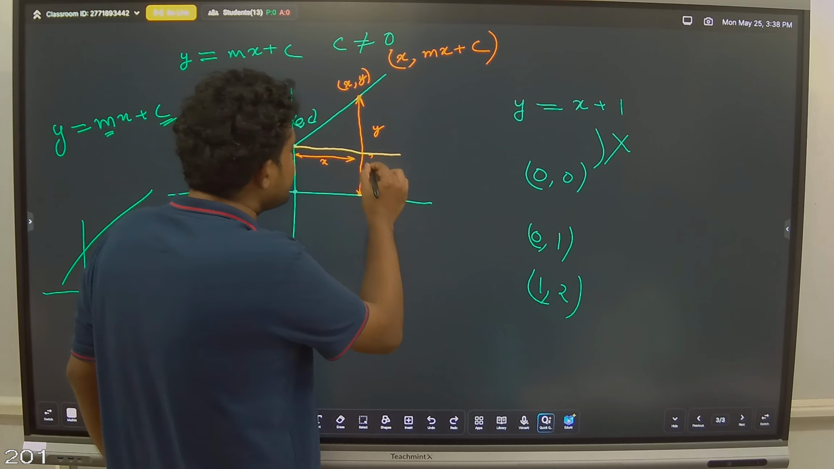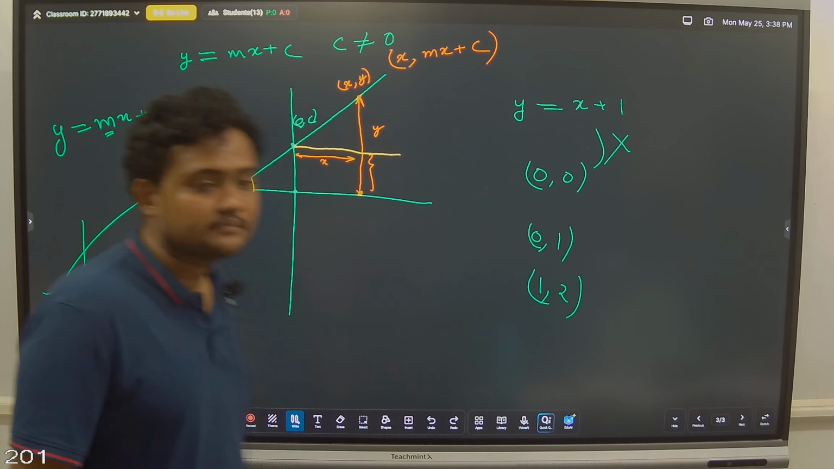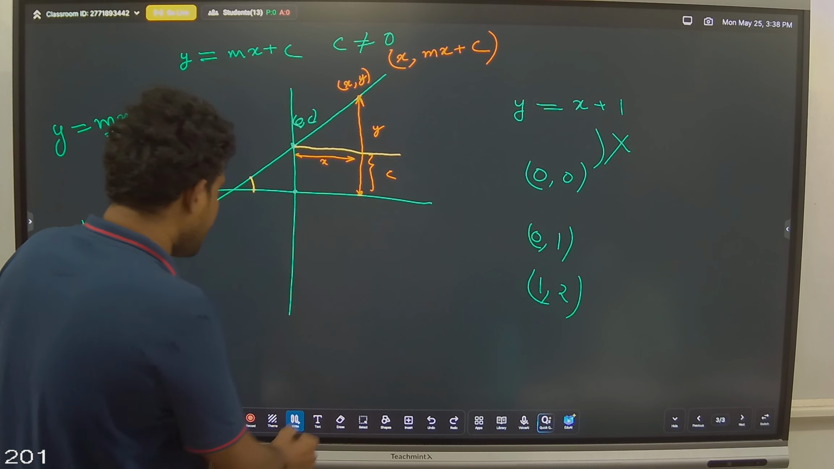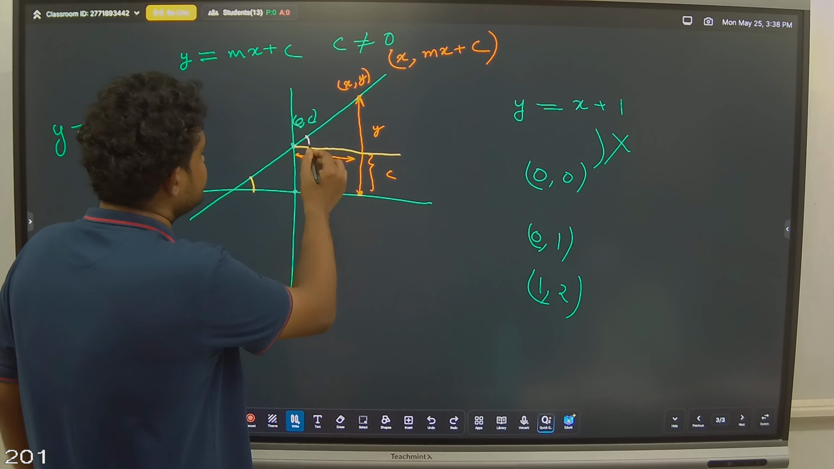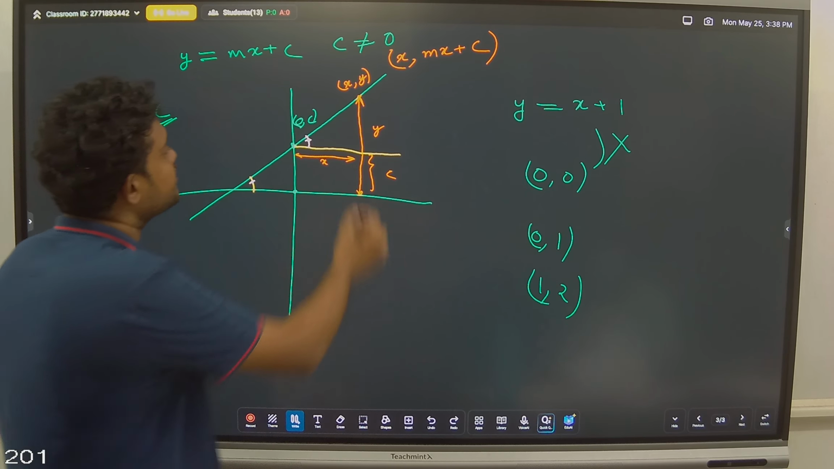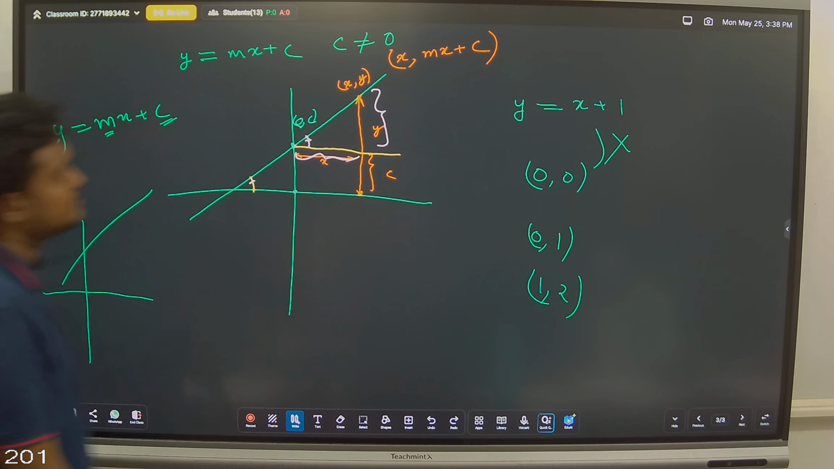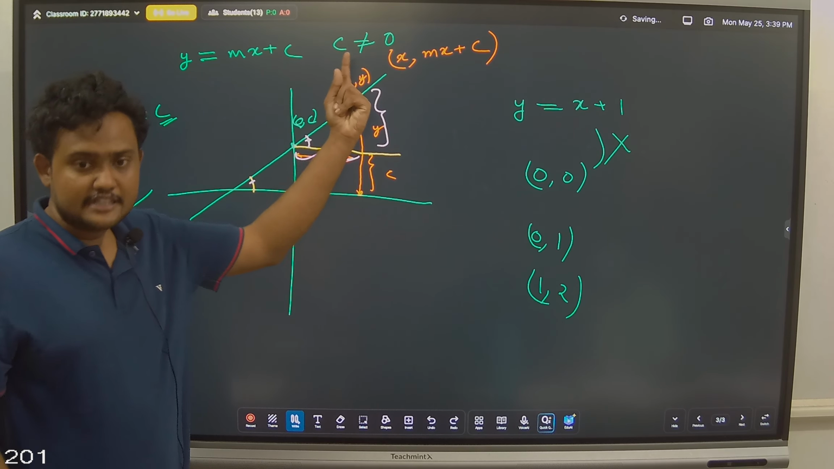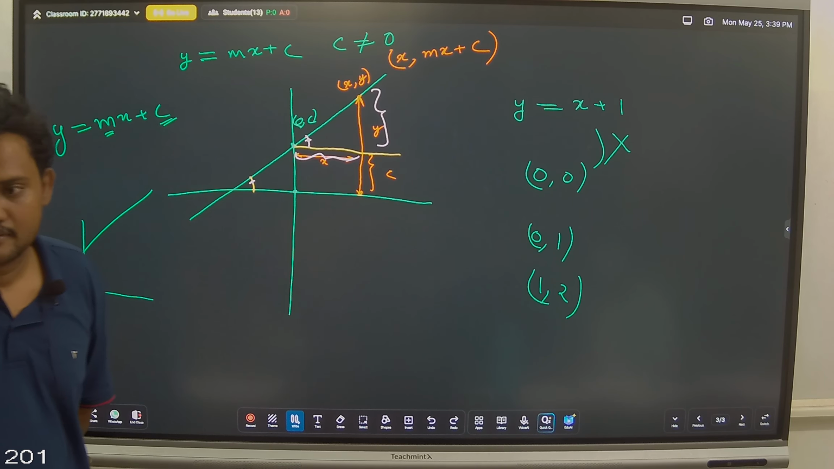What is this height, by the way, along the y-axis? That's not y, that's c, right? This is c. Now the tan of this angle, which is the same as this, is going to be this by this, right? So for this triangle, the opposite side is going to be y minus c. Are you following?